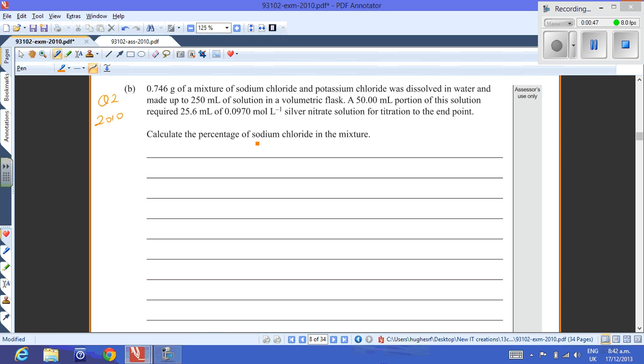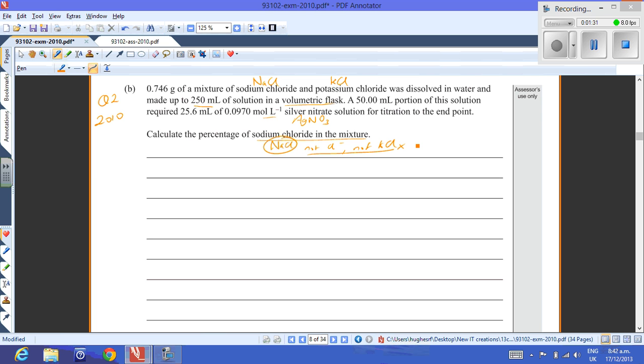So 0.746 grams of a mixture of sodium chloride and potassium chloride. So we have two sources of chloride ions here, sodium chloride and potassium chloride. Was dissolved in water and made up to 250 mLs of solution in the volumetric flask. A 50 mL portion of this solution required 25.6 mLs of that concentration of silver nitrate, AgNO3, solution for the titration to reach the endpoint. Calculate the percentage of sodium chloride in the mixture. And this is uniquely sodium chloride, not just chloride ions, not potassium chloride. It has to be sodium chloride, so bear that in mind.